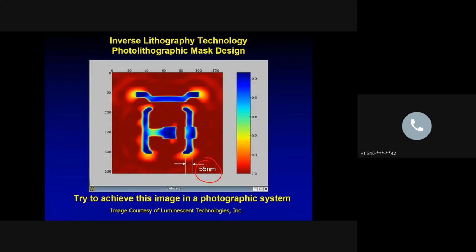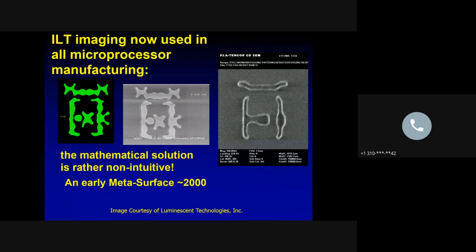It's rather surprising. This is the image you're trying to produce, and the shape of the mask or the negative is completely counterintuitive. It's this very odd, strange shape, and it's non-intuitive. It's an early form of metasurface. It was around 2000, and this was actually commercialized by a company that I also co-founded, Luminescent Technologies, and we used exactly this mathematics. We kept adjusting the shape until it gave exactly the right pattern when it was projected through the photographic system and through the photographic resist.